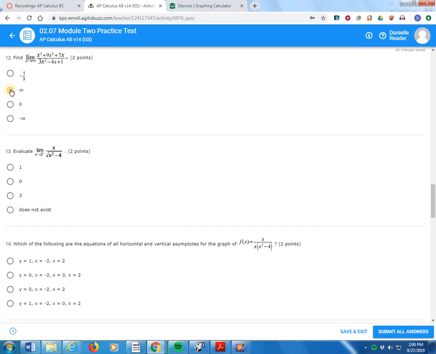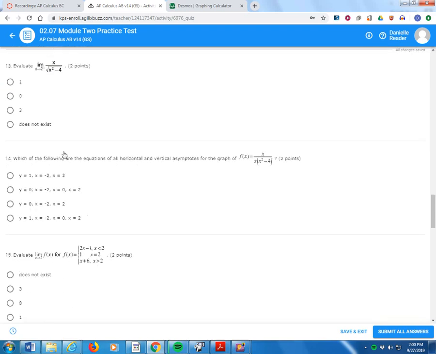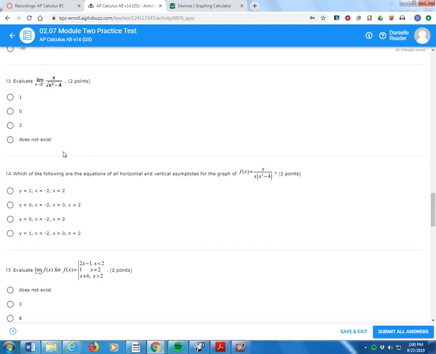Okay, the next is evaluate the limit as x approaches 2 from the left of x over x squared minus 4.